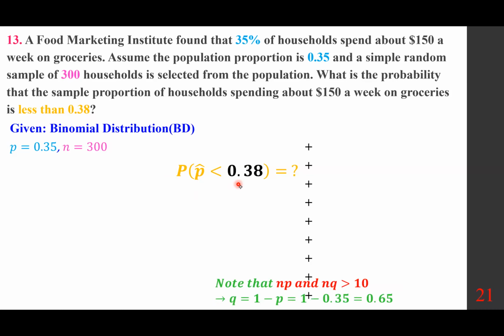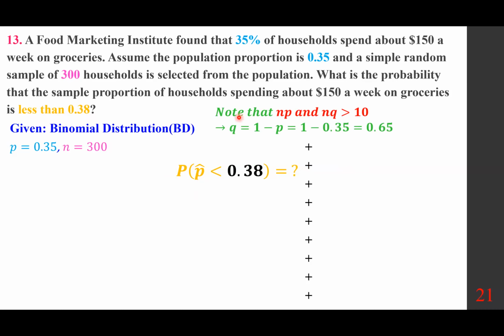Information about p hat. So first and foremost, np and nq are large. If you multiply these two, it is larger than 10, and q is 1 minus 0.35 or 0.65, times that is even larger. So 300 times 0.35 is 105, which is larger than 10. And so we can approximate it by normal distribution.